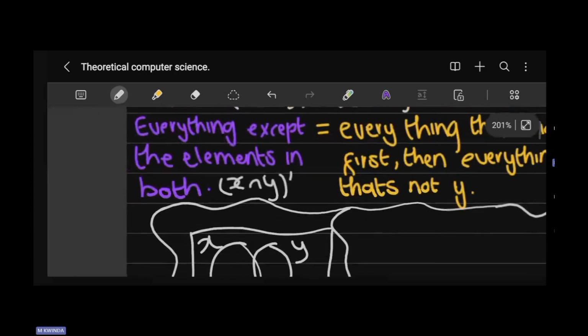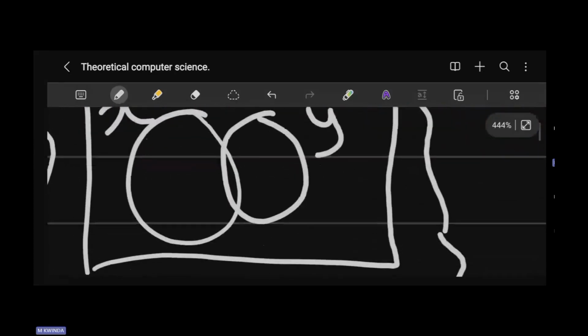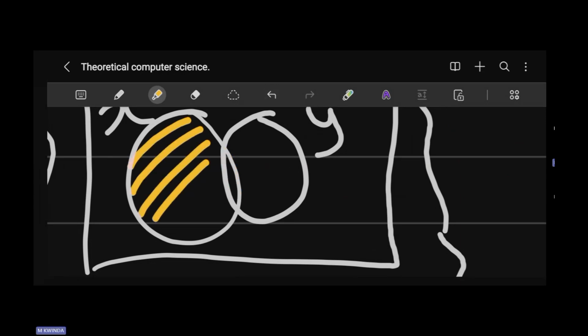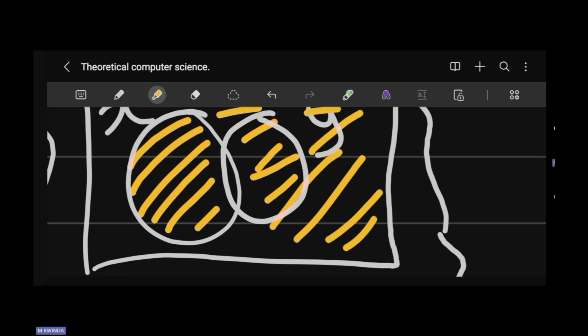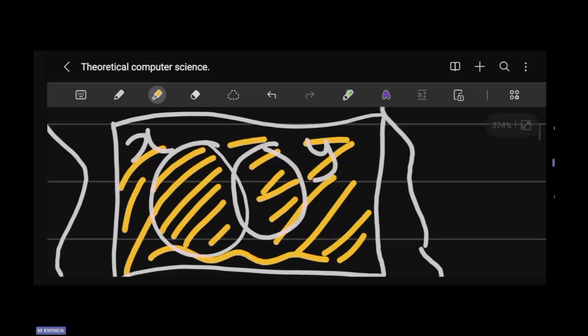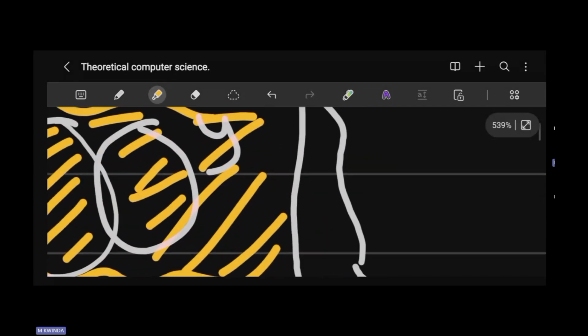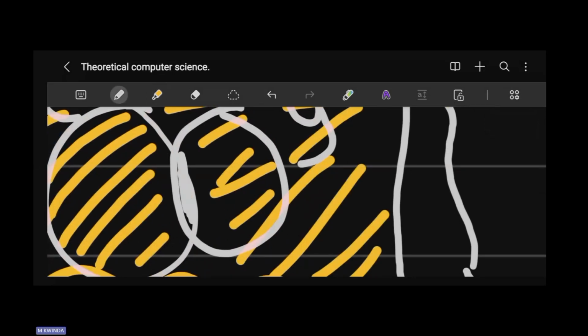So the first one says take everything except the elements in both. So both x and y would be in here, right? So if we're taking everything except the elements in both, it would be all the x's, all the y's, and everything outside that. So everything outside everything in both, right? Hope you understand what I mean. So you're actually not taking this.